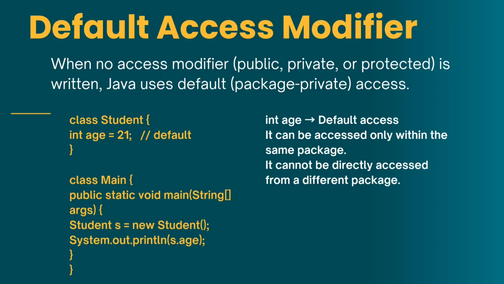Default access modifier. When no access modifier, public, private, or protected, is written, Java uses default access. Here int is default access. It can be accessed only within the same package. It cannot be directly accessed from a different package.